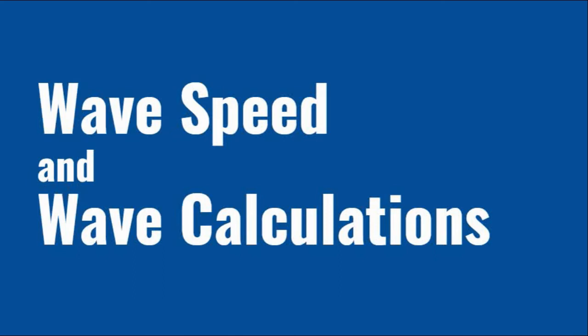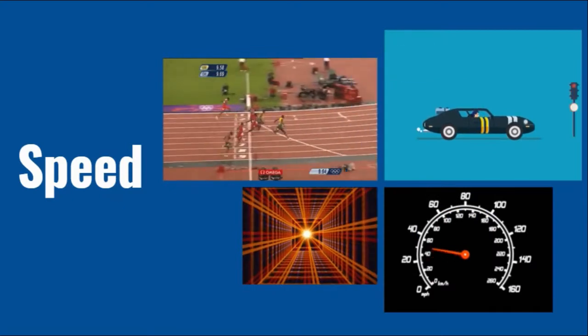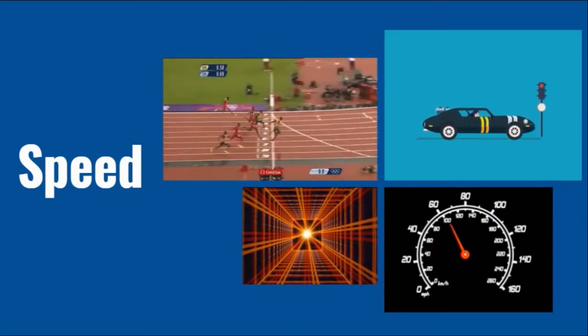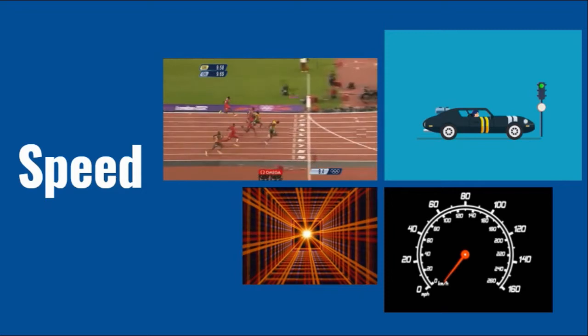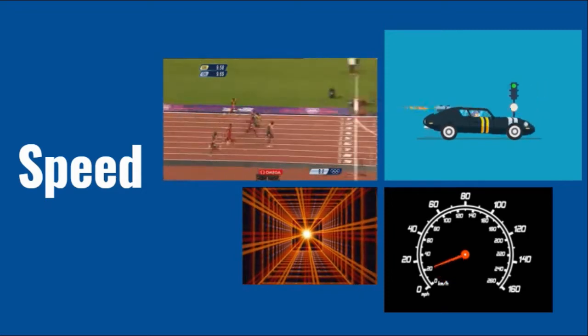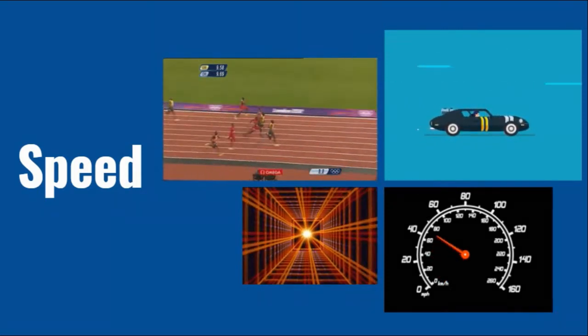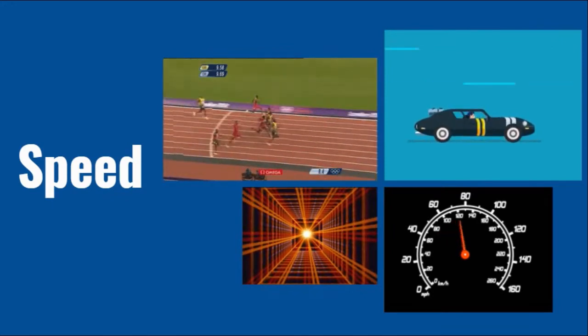In this video, we're going to go through what wave speed is, what factors can affect wave speed, and how it can be calculated. So speed is a fairly familiar concept. The greater something's speed, the faster it's moving, or the faster its position is changing. And it's expressed in distance per unit of time, so in things like kilometers per hour or meters per second.